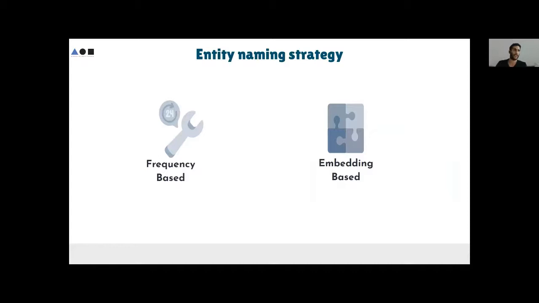Now we have a different challenge because we want the entity naming to make sense. However, we are still in an unsupervised world. So we came up with two ways. One is frequency-based, where we just take the most common token. The other is embedding-based, where we take the token that is closest to the mean of the embeddings. Another challenge tackled.